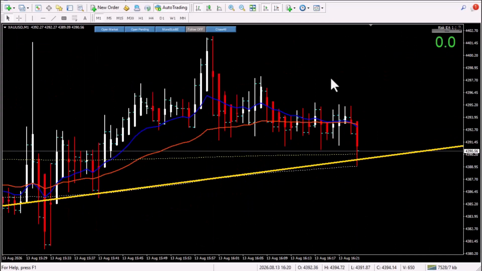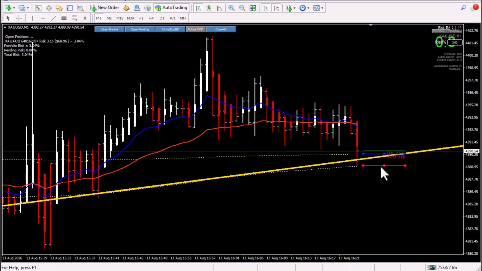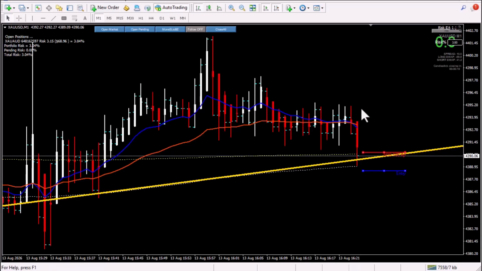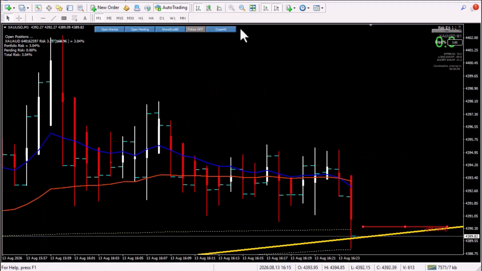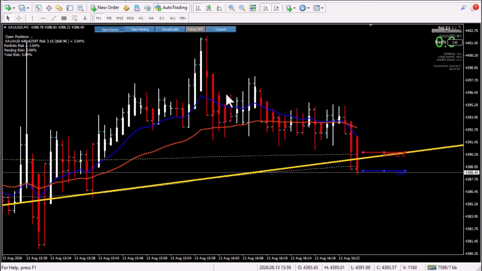Here you can see we are just waiting for this candle to break and close below the 200 MA. Let's put our parameters. We will risk 3% per trade. You can see I'm putting my stop loss very tight above the 633 MA. Whenever this candle closes below the 200 MA, I will zoom in a little bit. We will enter. Let's put a pending order.